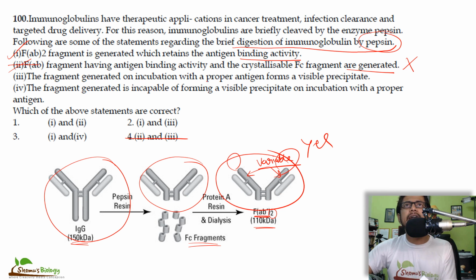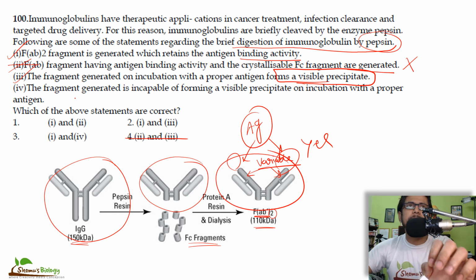The fragment generated on incubation with a proper antigen forms a visible precipitate. This is also true. If we add antigen, this antigen can bind with this antibody and they can form a visible precipitate. We can form that. So as it forms this visible precipitate, 3 is also true. 1 and 3 both are true.